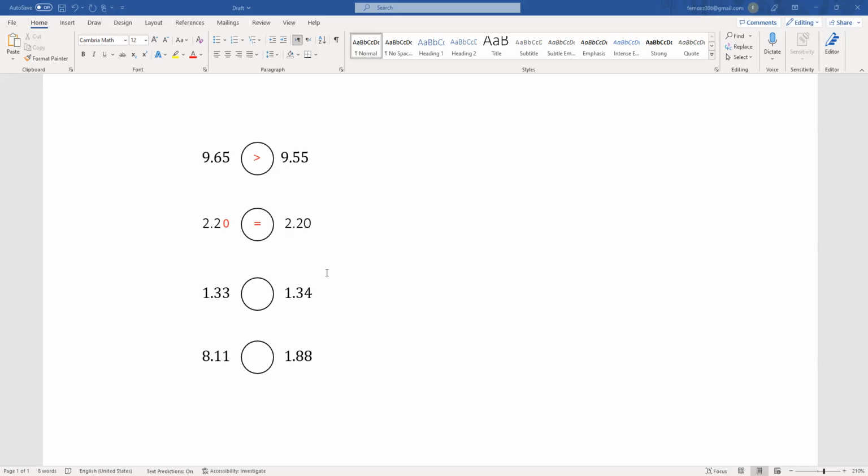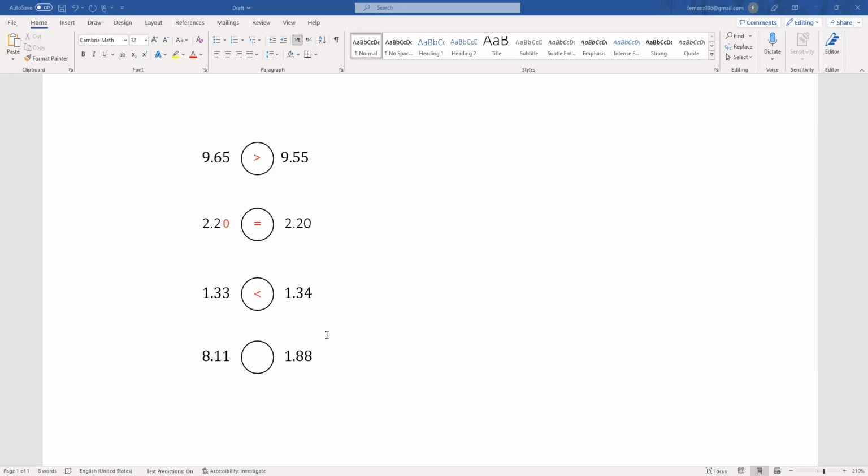Okay. Next one, I have 1.33 and I have 1.34. So starting from the left, I have 1 and 1. They are the same. I'll go to the right. I have 3 and 3. Also, they are the same. I'll go to the right. I have 3 and 4. Obviously, 4 is greater than 3. So I'm going to do this one.